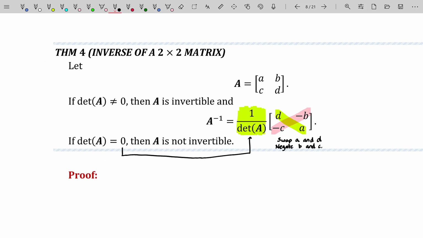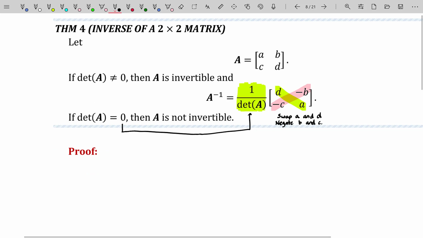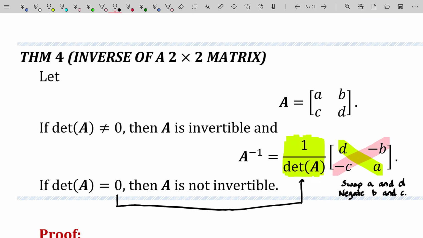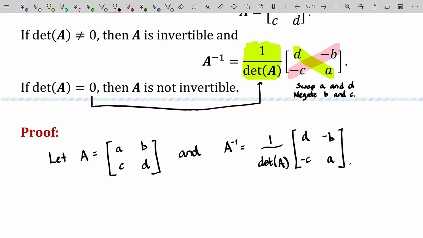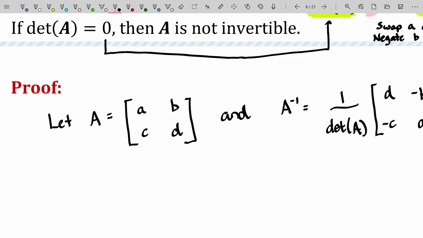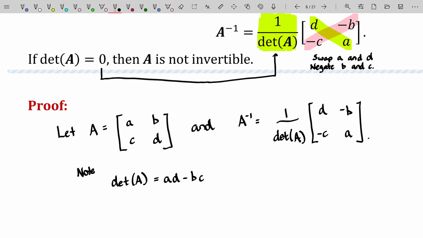It's a little bit bulky, but we could totally do it. To do this proof, I'm actually going to start with the very first piece right here. We're going to let A equal that matrix, and we're going to let A inverse equal 1 over the determinant of A times the matrix D, negative B, negative C, A. And what we're going to show is that A times A inverse is the same thing as A inverse times A, which is the identity matrix. As part of my proof, I'm going to go ahead and just note here that the determinant of A is, by definition, AD minus BC. That's just going to allow us to use that property without having any conversations about it in the future.